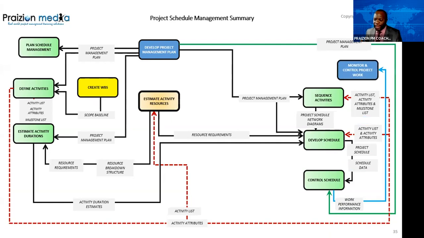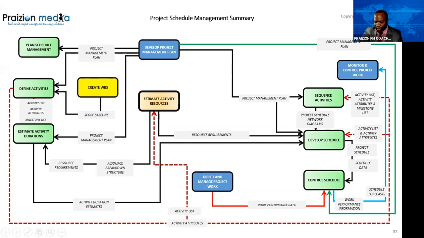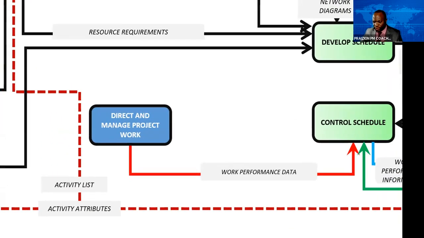And then work performance information comes from control schedule and goes to monitor and control project work. And so does what? What else comes from control schedule and goes to monitor and control project work? I'm extending your thinking here, but help me. If you remember, Jan says forecast, right on the money, Jan. Thank you very much. And that is true. You're going to see schedule forecasts. That comes from control schedule, goes to monitor and control project work, and work performance data, as you can see here, goes to control schedule.